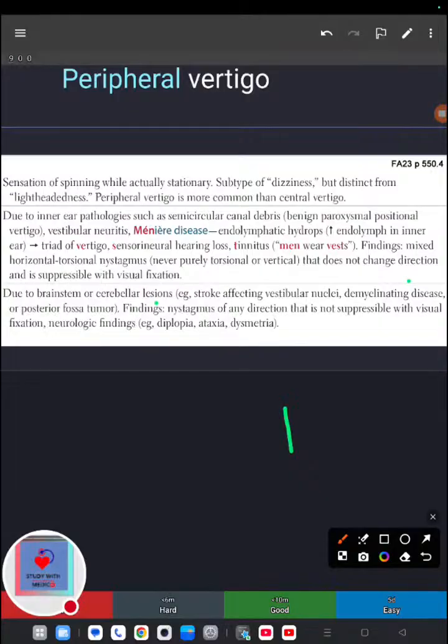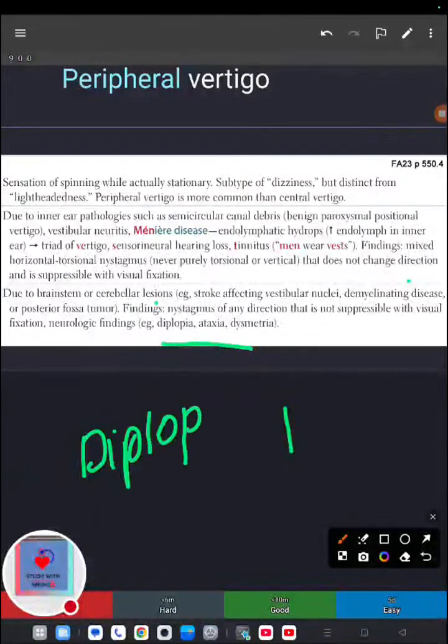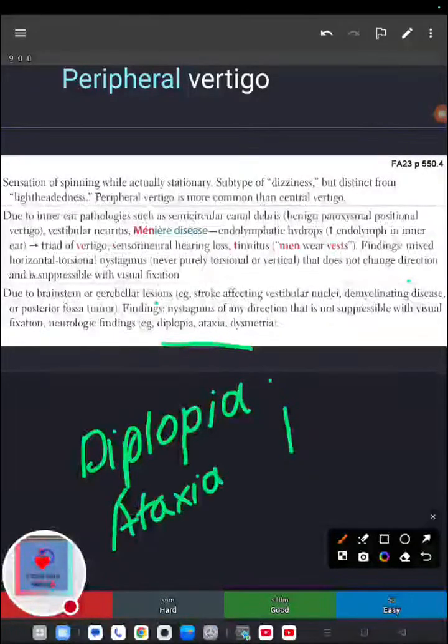Due to brainstem or cerebellar lesions, there will be central vertigo. Example: stroke affecting vestibular nuclei, demyelinating disease, or posterior fossa tumor. These diseases will cause the central type. Findings: nystagmus of any direction that is not suppressible with visual fixation. Neurological findings will be diplopia, double vision, ataxia, loss of balance, and dysmetria.